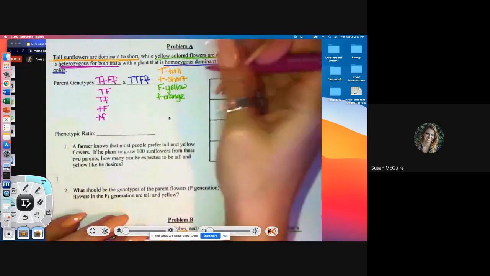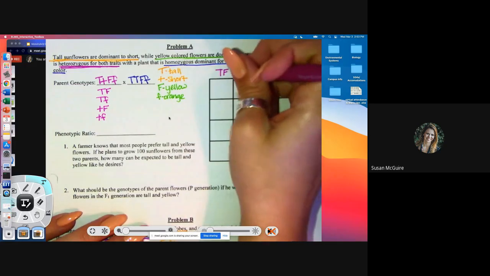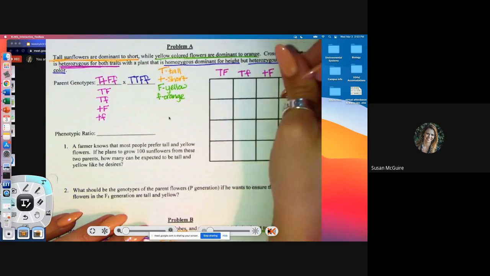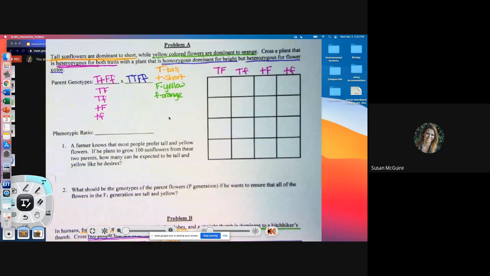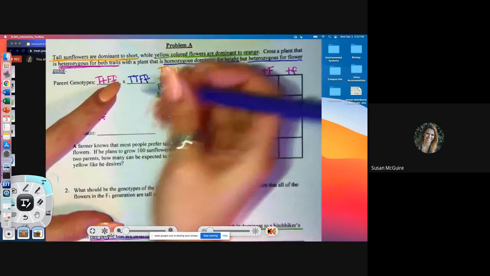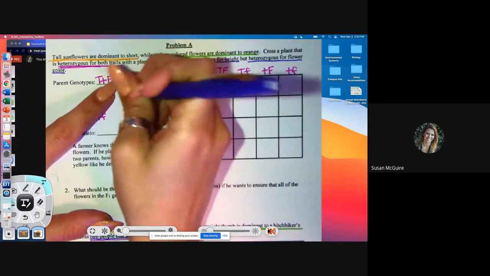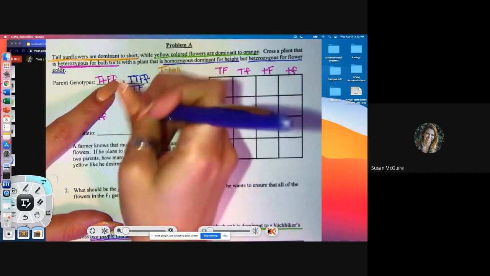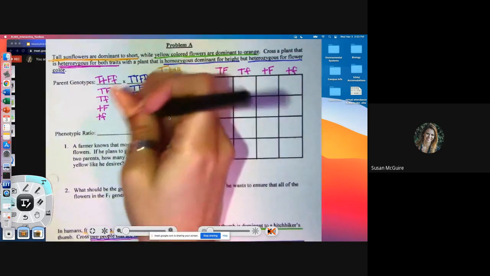And so I'm going to go ahead and write those on my Punnett square. And then for parent 2, our combinations: uppercase T uppercase F, uppercase T lowercase f. And then those two would just repeat again. So we can just ignore the fact that those are there.